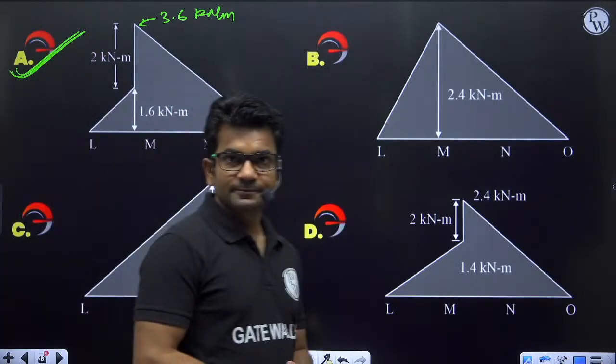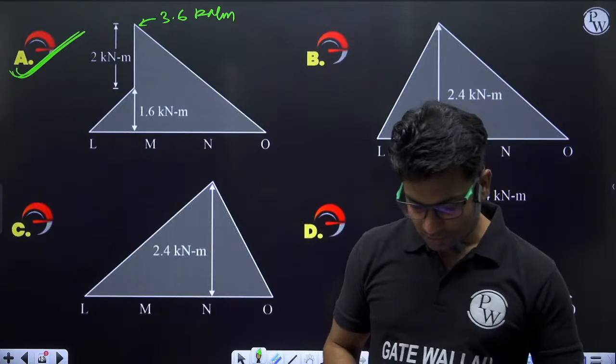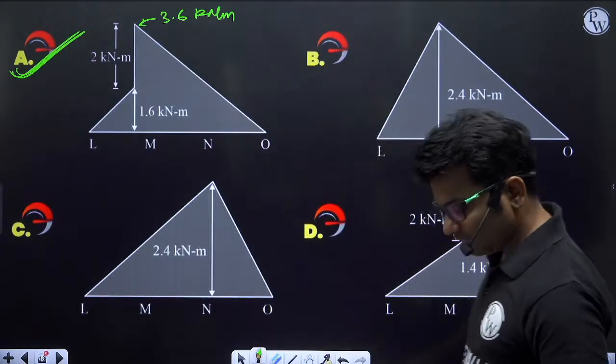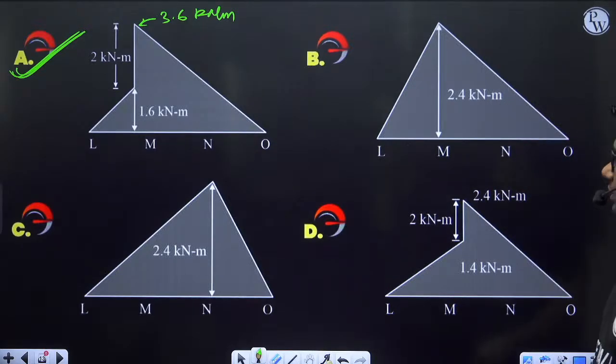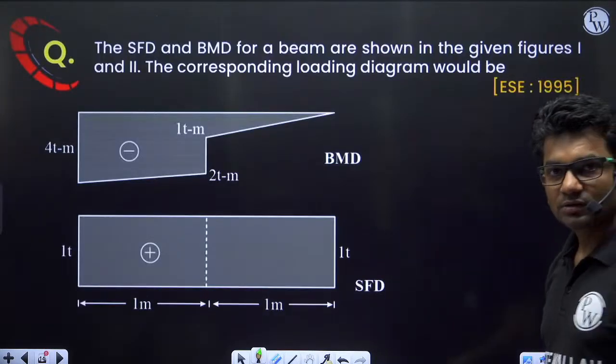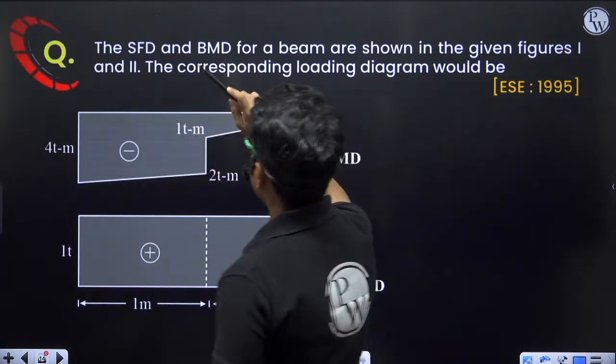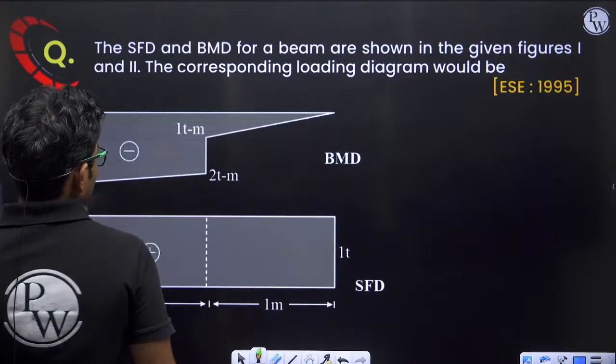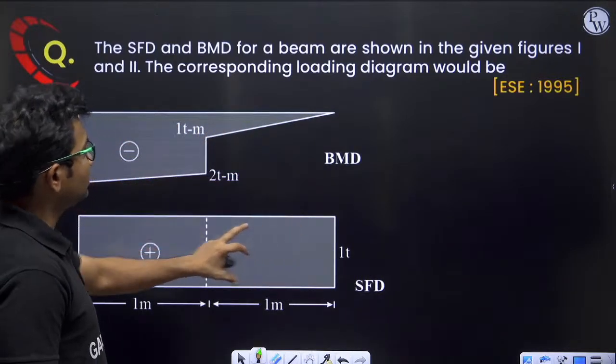Any doubt? You can ask me if there is any doubt, and if there is no doubt, let's move on to the next question. Okay. Next question. The shear force diagram and bending moment diagram for a beam are shown in the given figures 1 and 2. So this is the bending moment diagram, this is the shear force diagram.